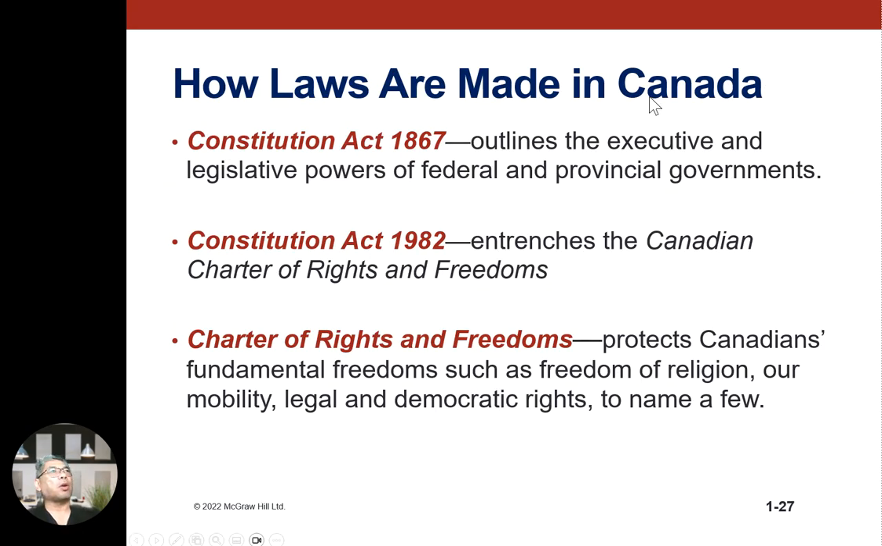How laws are made in Canada: number one, the Constitution Act of 1867, which outlines the executive and legislative power of the federal and provincial governments. Okay. Number two, the Constitution Act of 1982, which enhances the Canadian Charter of Rights and Freedoms. The Charter of Rights and Freedoms protects Canadians' fundamental freedoms such as freedom of religion and mobility, legal and democratic rights, to name a few. Okay.